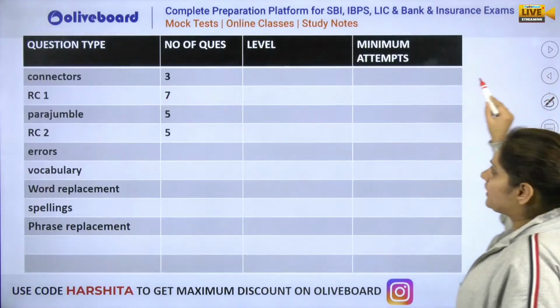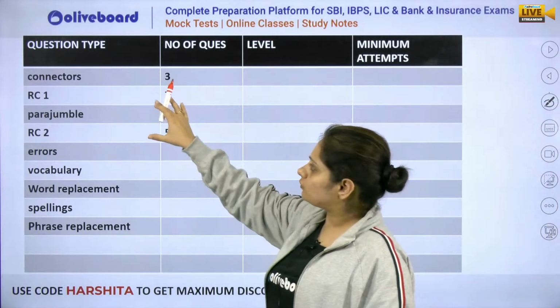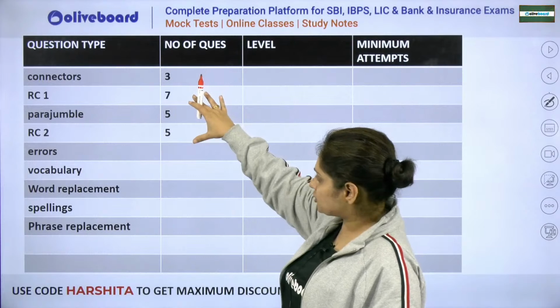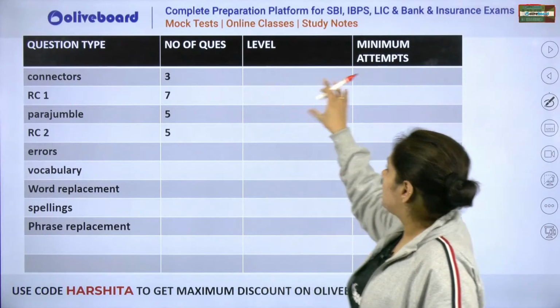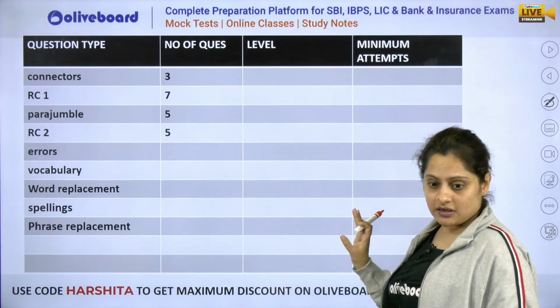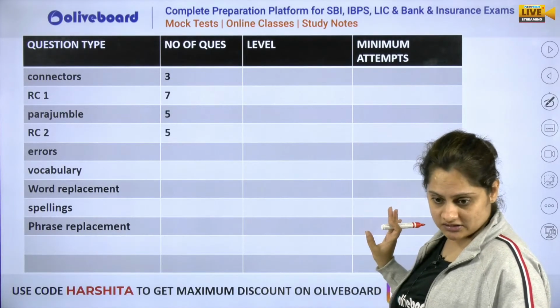Now, every time we make a table, when we start doing the mock: what is the question type, what are the number of questions from each type, what is the level of each question we will decide, and how many you should have attempted, minimum how many possible attempts, right?